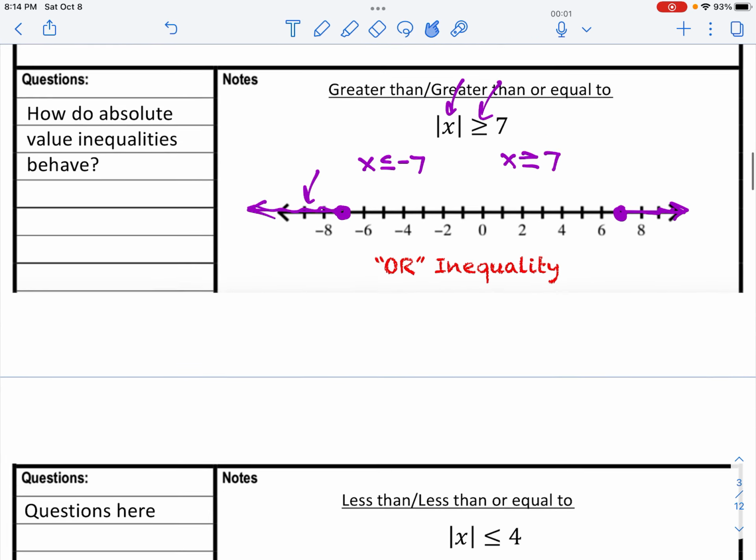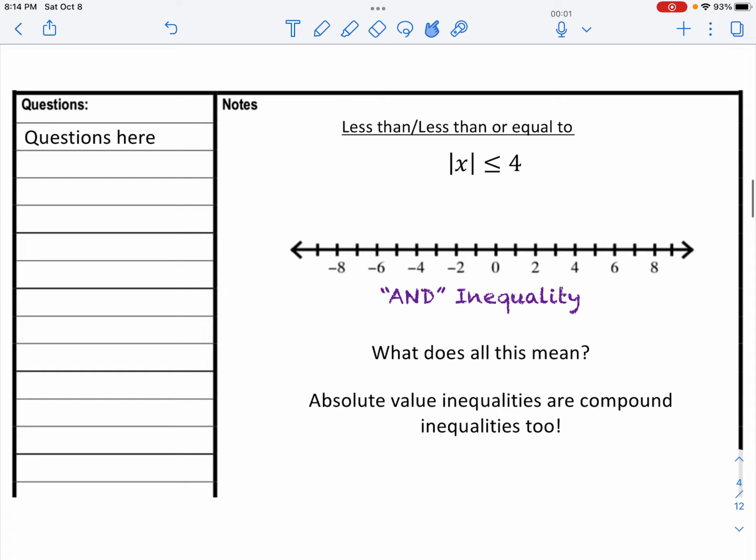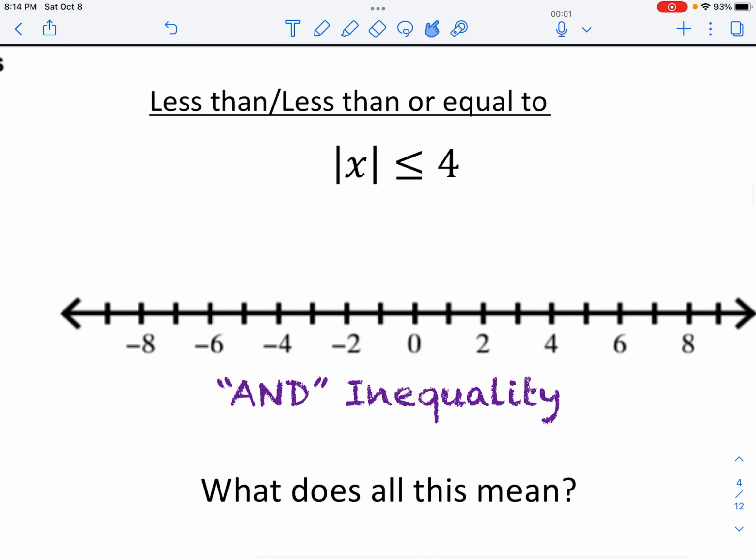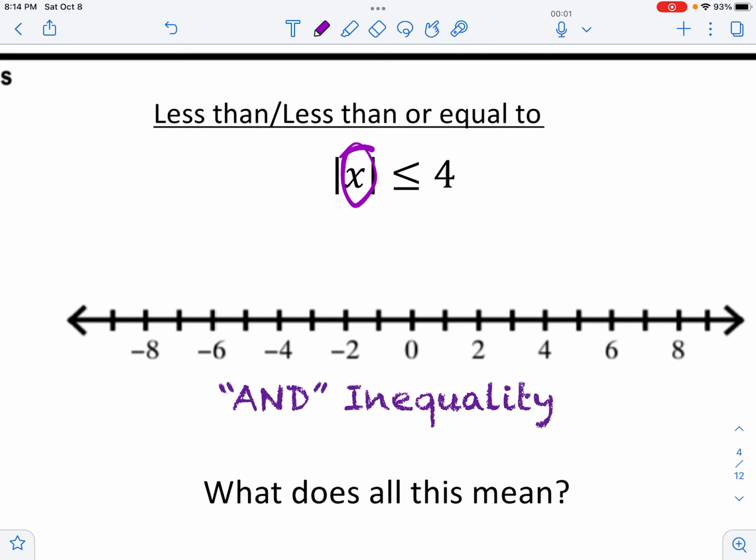Okay. Let's take a look at one that has a less than or equal to in this case. So this one is the absolute value of x is less than or equal to 4. Okay, so when we think about what could go in here to make this a true statement, as long as anything was less than or equal to 4 here, so here's 4, that would suffice, right? Anything this way.